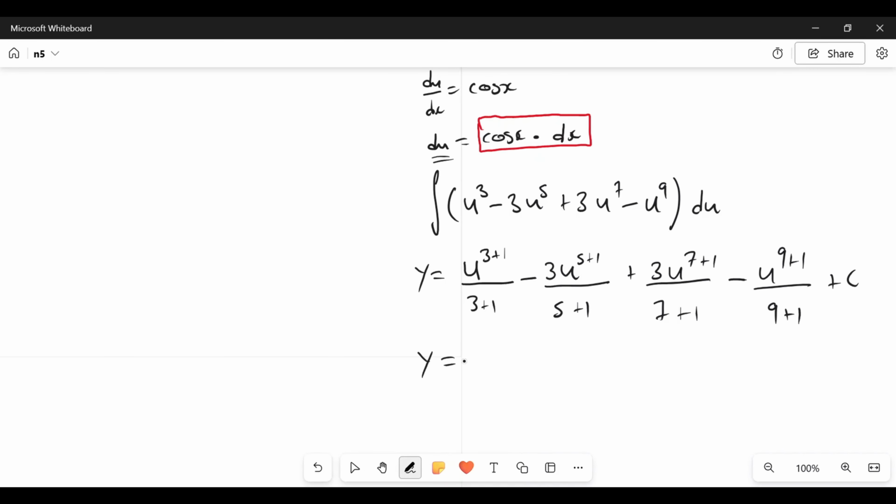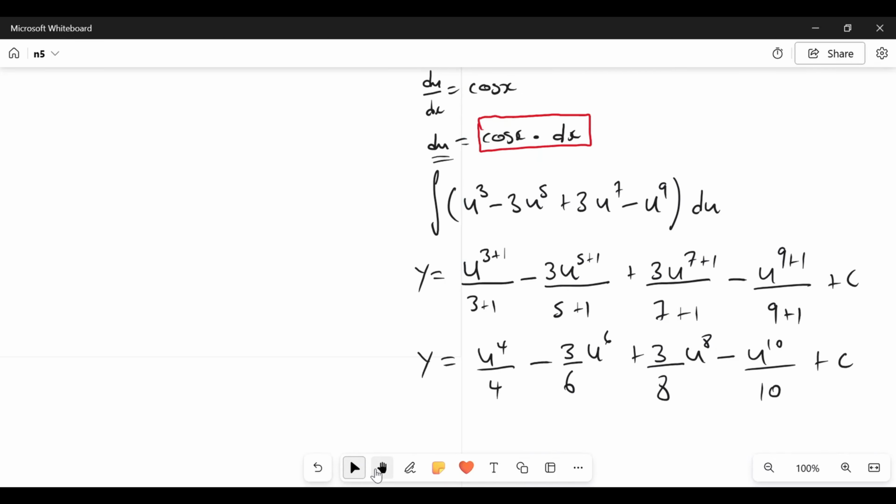So if you continue here, we're going to have u to the power of 4 divided by 4, and then minus, we're going to have 3 over, what is 5 plus 1? This is going to give us 6, and then we have u to the power of 6. There we go. Plus, we have 3 divided by, we have 7 plus 1, that is going to give us 8, and we have u to the power of 8 there. Then we have minus, we have u to the power of 10 divided by 10 plus c. Let us not forget that u is the same as sine x.